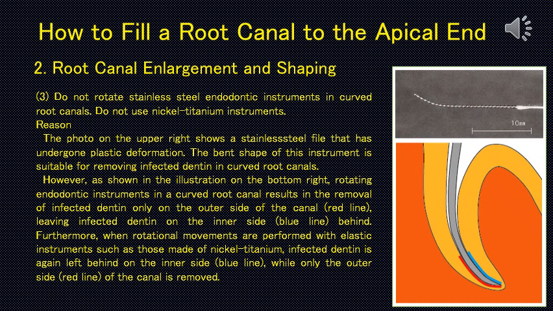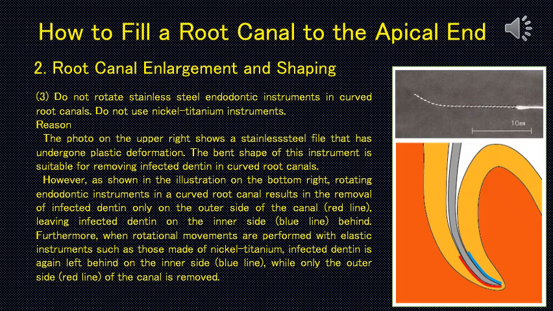2. Root canal enlargement and shaping. 3. Do not rotate stainless steel endodontic instruments in curved root canals. Do not use nickel titanium instruments. Reason: the photo on the upper right shows a stainless steel file that has undergone plastic deformation. The bent shape of this instrument is suitable for removing infected dentin in curved root canals.